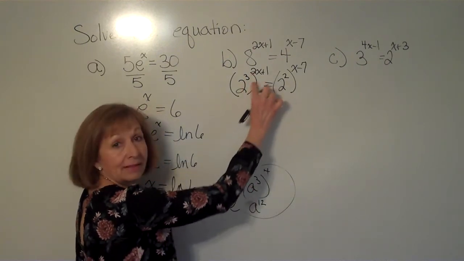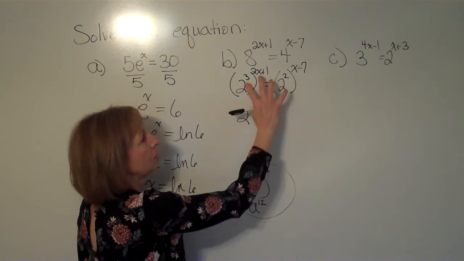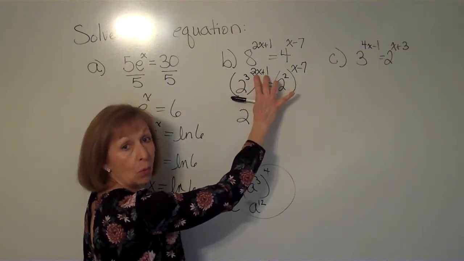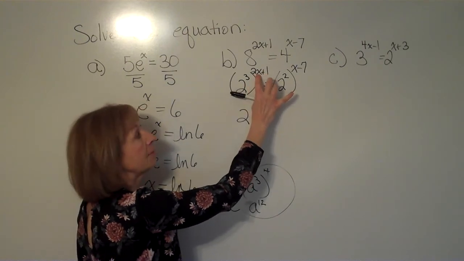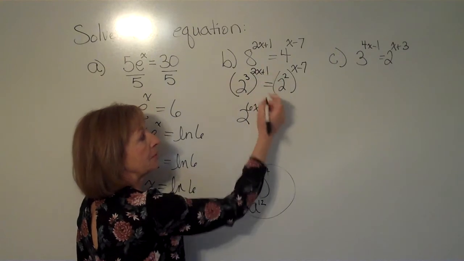So I have the same scenario here. So I have my base of 2. Now 3 multiplied to 2x plus 1 is going to be 3 times 2x is 6x plus 3 times 1 is 3.